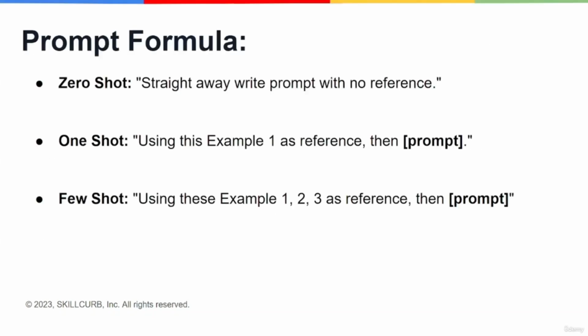Now let's move forward and see what the prompt formula is for zero, one, and few shot prompting. For zero shot prompting, you straight away write the prompt with no reference. That's the formula for that.